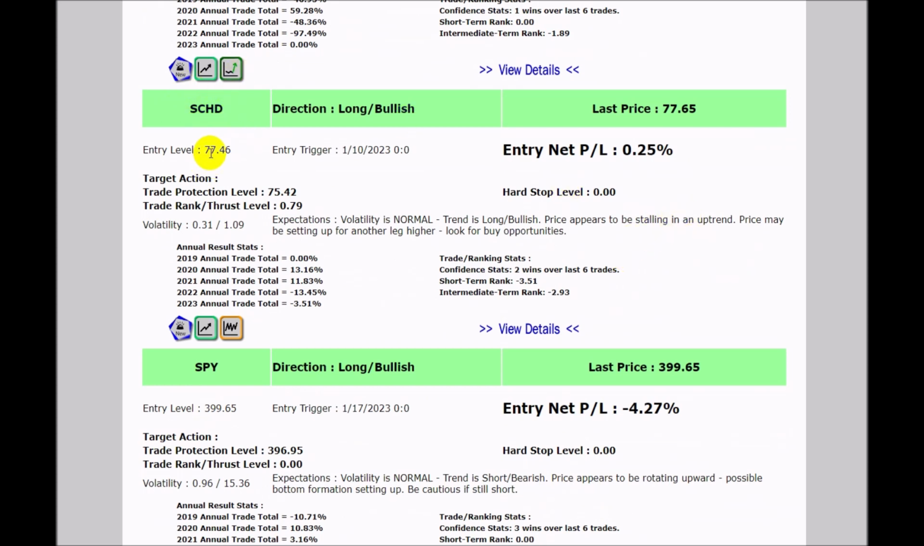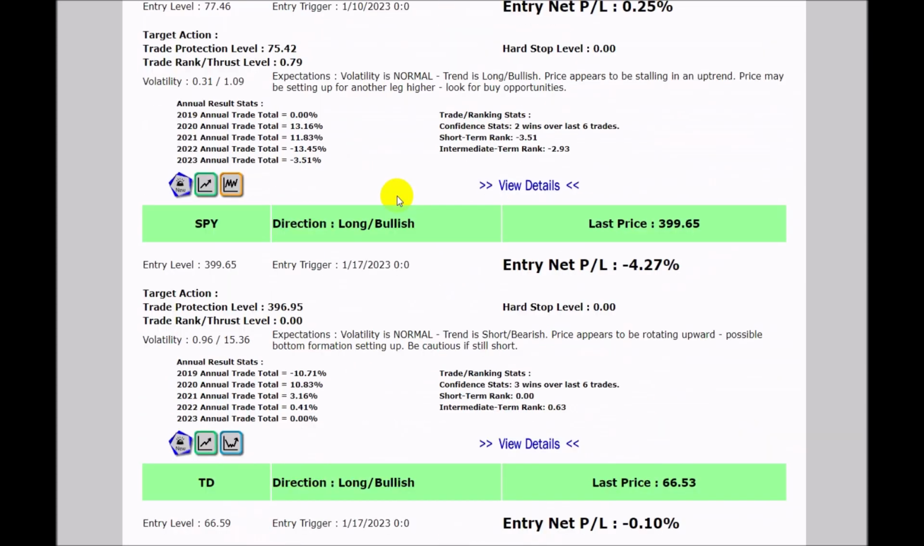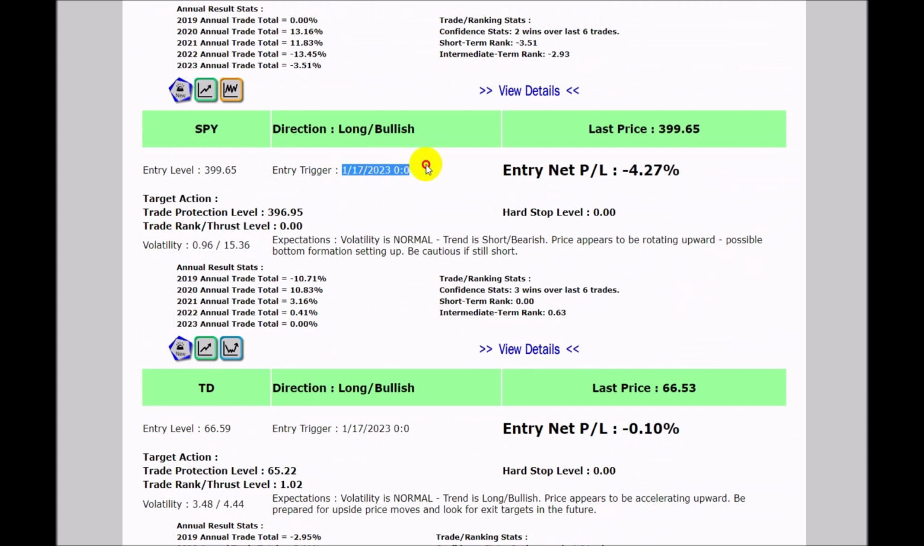SCHD, we got in at 77.64. Last price is 77.65. SPY, we got long today at 399.65. We're off 4%. See, this is a calculation error because we got in at 399.65. It's currently 399.65. Should be zero.